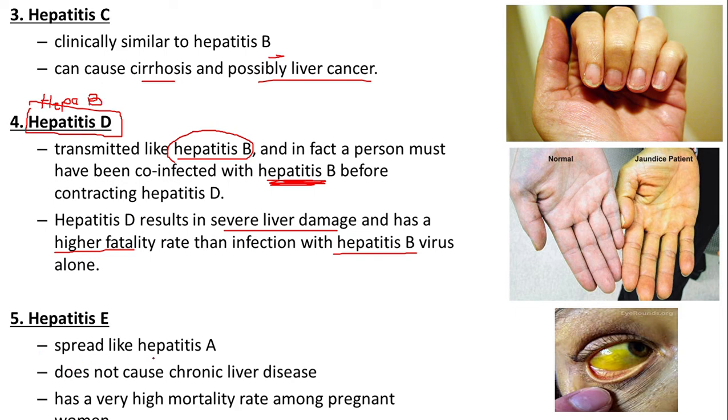Hepatitis E is spread like hepatitis A but does not cause chronic liver disease, but it has a very high mortality rate among pregnant women. So si Hepa E, hindi siya deadly, di ba? Kasi Hepa A is not deadly. However, deadly siya among pregnant women, right? So this is Hepa E.